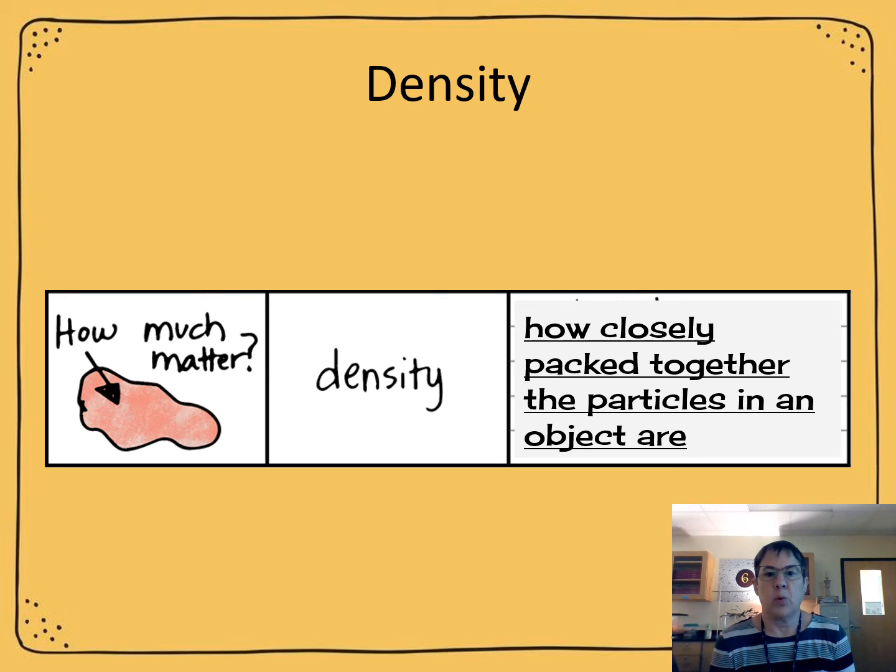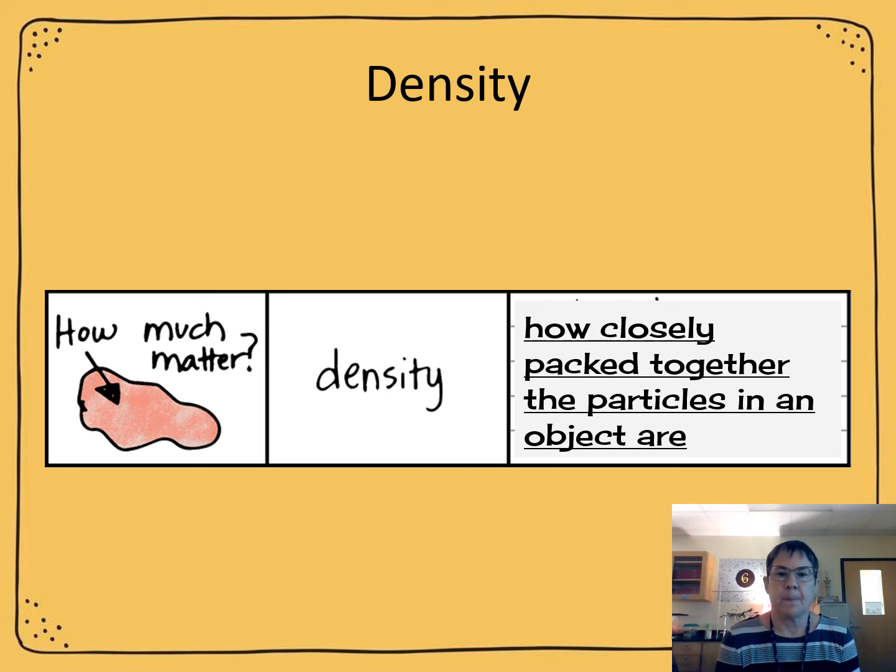Our next vocabulary word is density. That's a new vocabulary word for this week. It's how closely packed together the particles in an object are. We've talked about mass, that's the amount of matter in an object. And we've talked about volume, the amount of space that object takes up. Density is the combination of those two, or the ratio of those two.